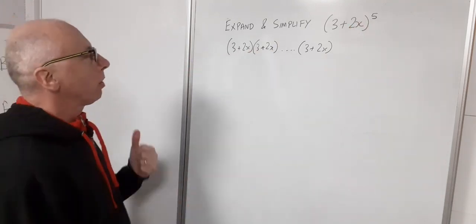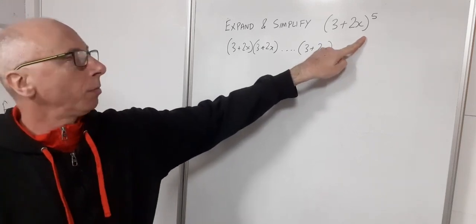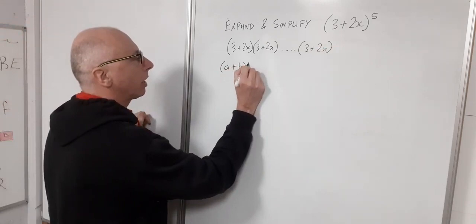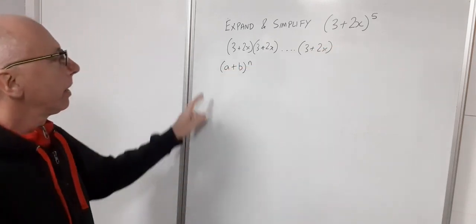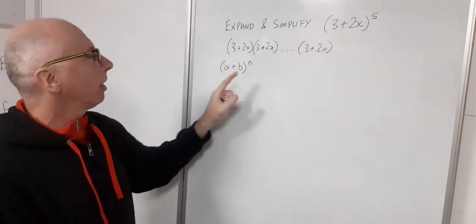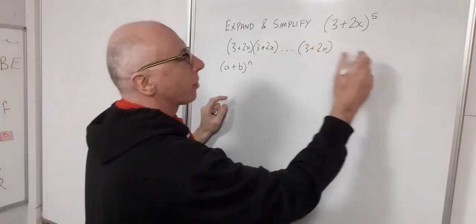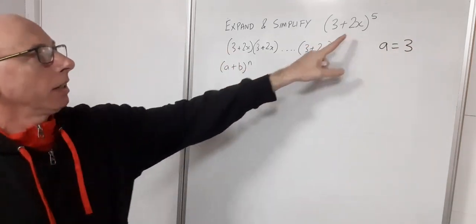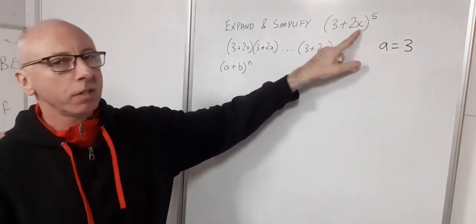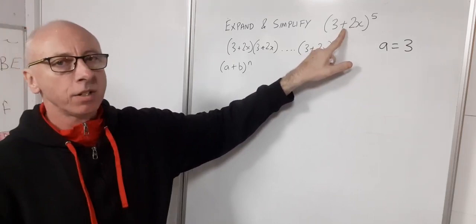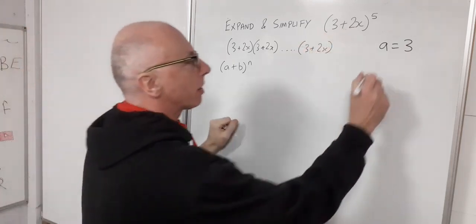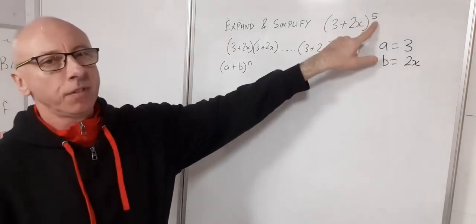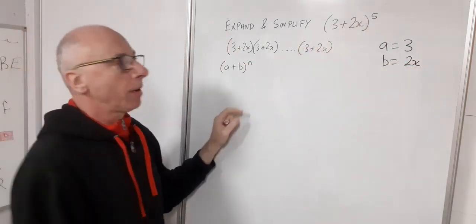So what we do is we write the general form of this kind of term here as a plus b to the power of n. Now this expression here, our a is the constant 3, so a equals 3. Our b is 2x, and it's a positive 2x, so always take in consideration the operator inside the brackets. So b equals 2x, and the indice is 5, that's our n, so n equals 5.